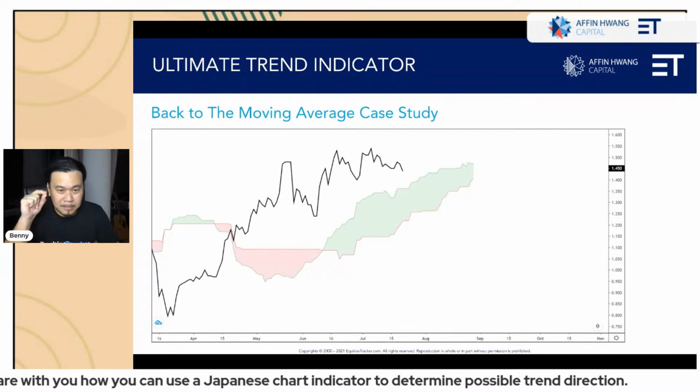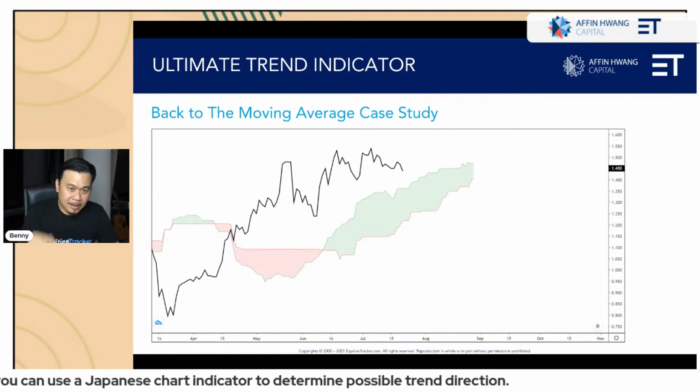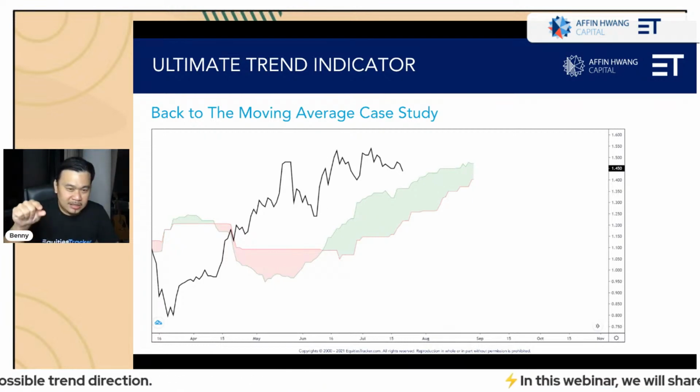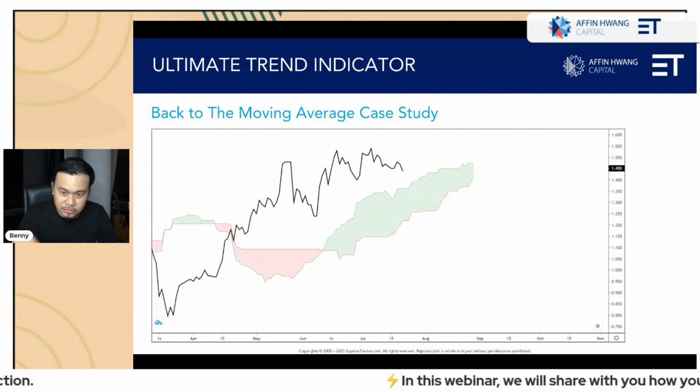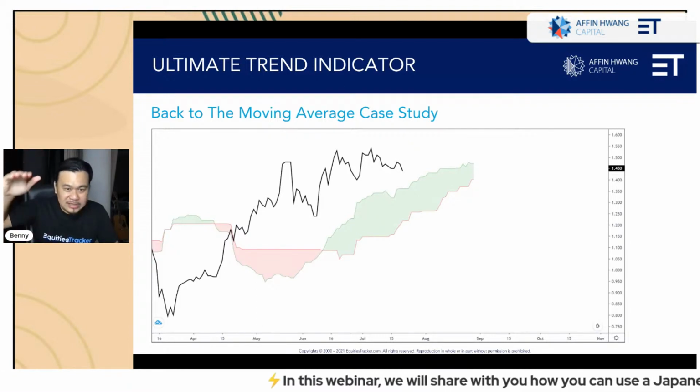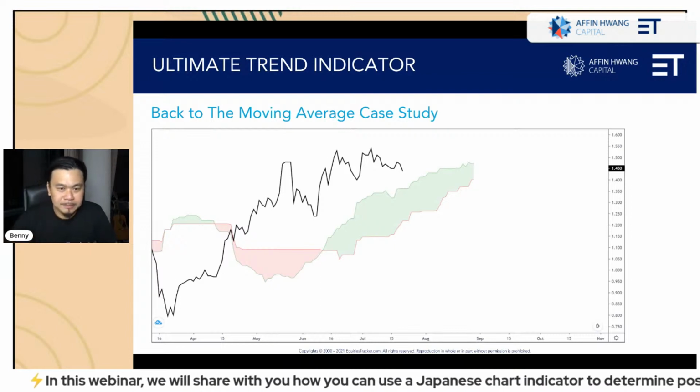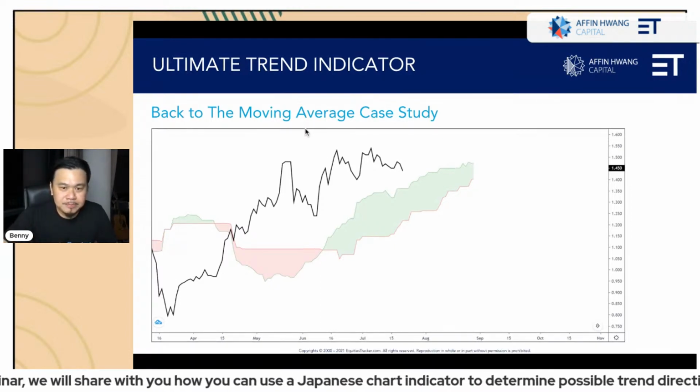Why? Because it's all about understanding the market behavior, right? The market tells me otherwise. It tells me that yes, the price is still trending upwards, but I see resistance getting stronger, so I better wait. All right, so let's take a look at what happened over here.